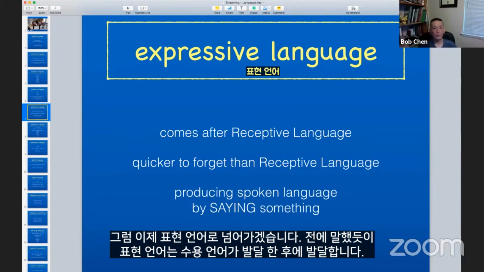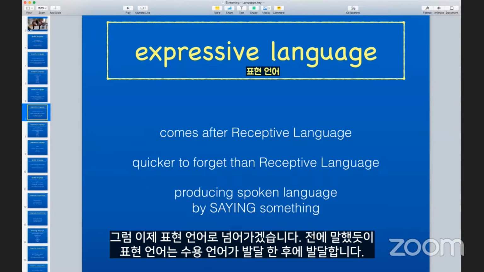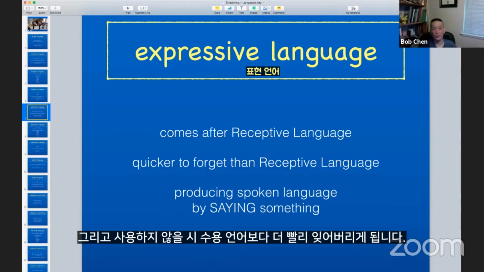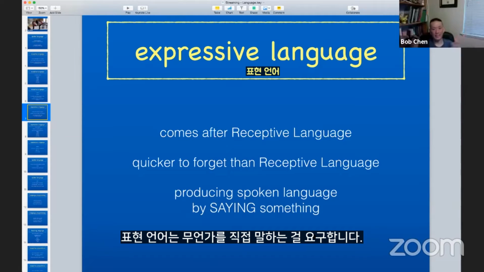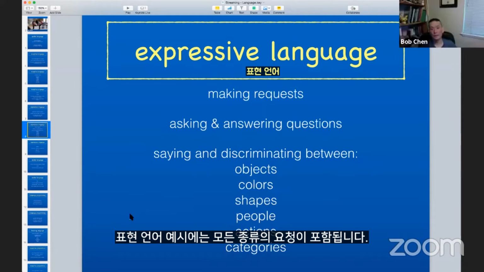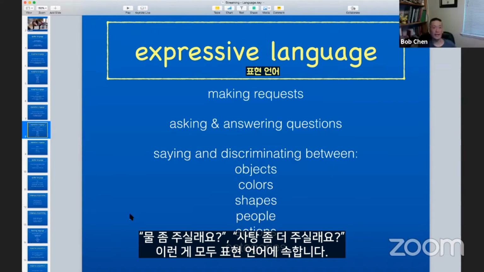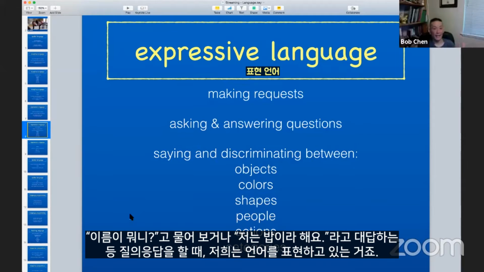All right. Now, going on to expressive language, like I said, it comes after receptive language develops. And it's quicker to go away than receptive language. What is expected in expressive language is that they are creating language by saying something. So some examples of expressive language include making any kind of requests. So things like, can I have some water, please? Can I get some extra candy? All of those are part of expressive language.